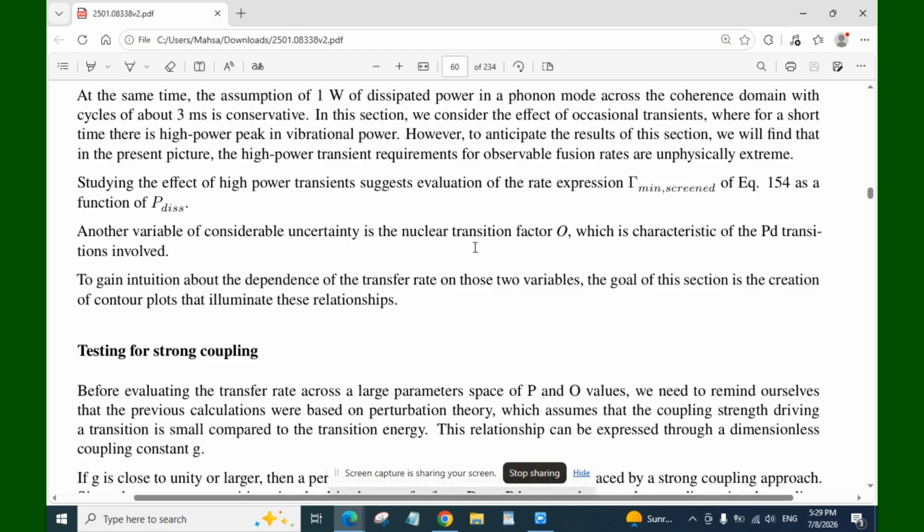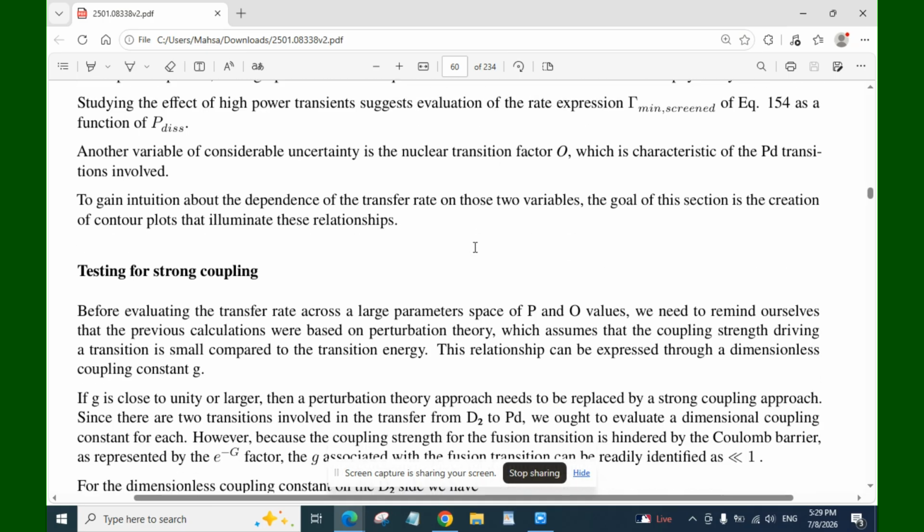Studying the effect of high power transients suggests evolving the rate expressions, the time minimum scale of equation 154, as a function of P dissipation. Another variable of considerable uncertainty is the nuclear transition factor omicron, which is a characteristic of the palladium transitions involved. To gain intuition about the dependence of the transfer rate on those two variables, the goal of this section is the creation of contour plots that illuminate these relationships, testing for a strong coupling.